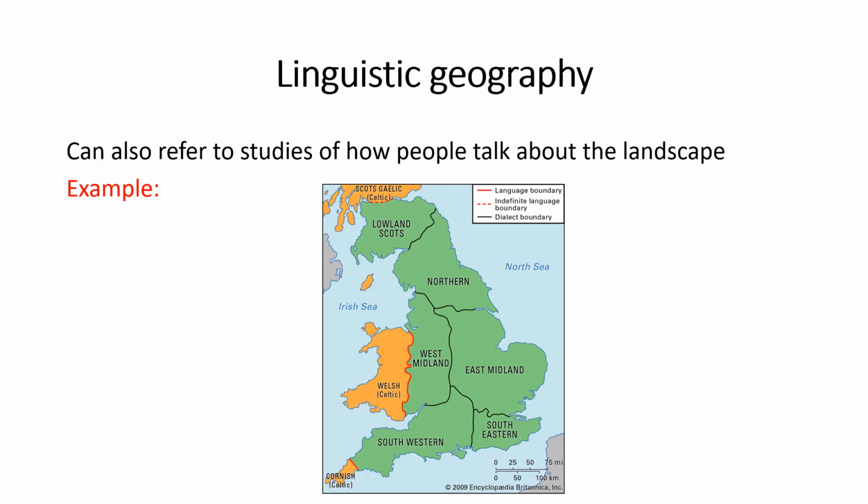Linguistic geography can also refer to the study of how people talk about the landscape. Example: in England, language boundary, indefinite language boundary, dialect boundary.